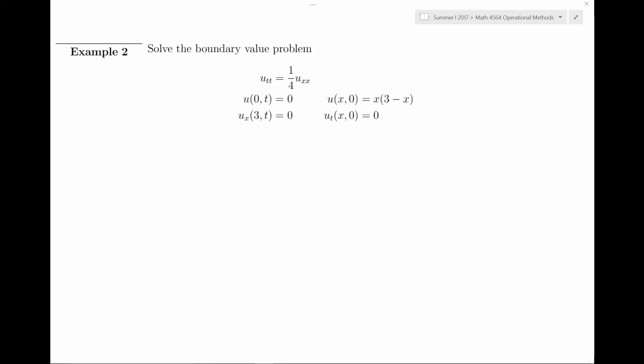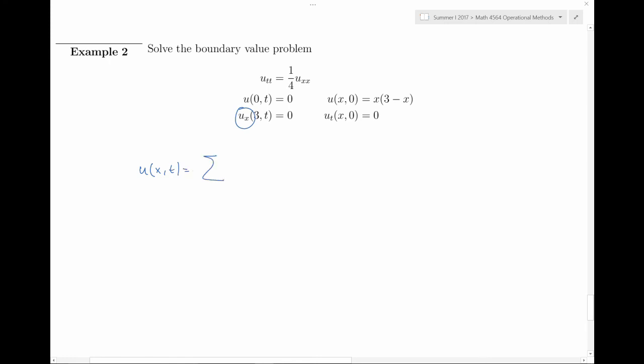So here we have a simple problem. We have one end fixed. The end at x equals 3 is free floating. We have initial conditions. Solution u of x, t will be the summation.